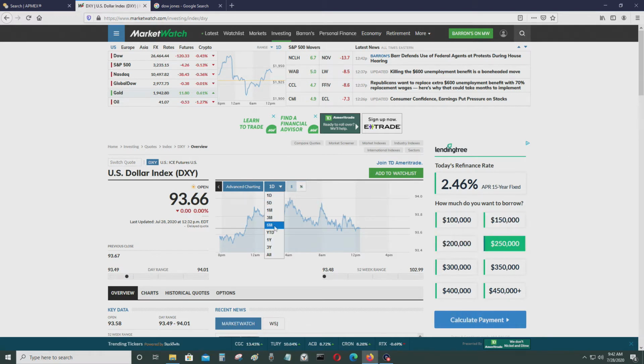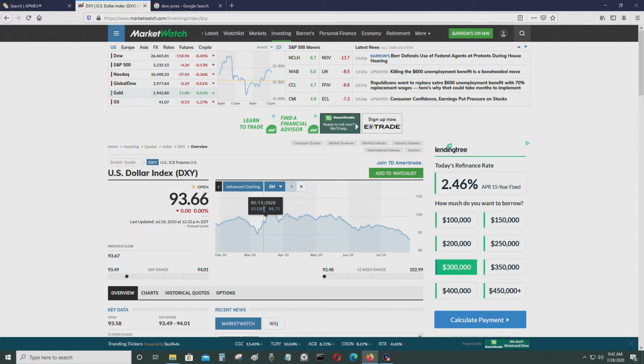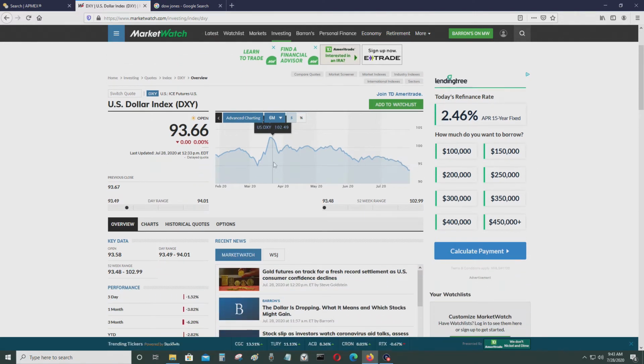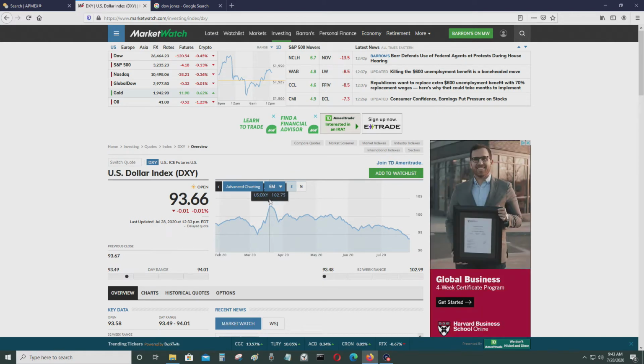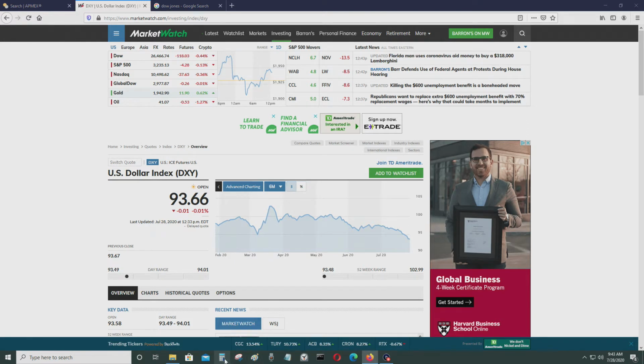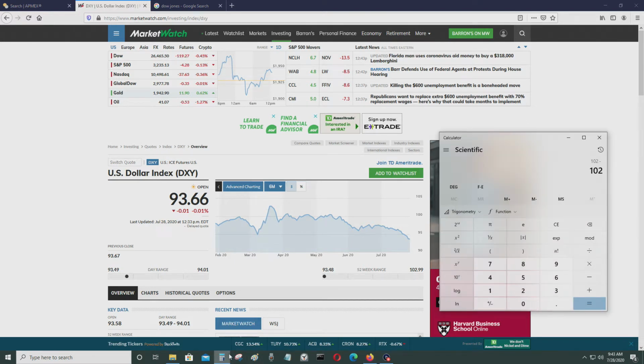So let me show you a chart of this, a 6 month chart. The dollar index on March 17th of 2020 was 99.58, and today it's about 93.66. So it has gone down. It was as high as 102.75 in March also. So it's dropped about 9 points.